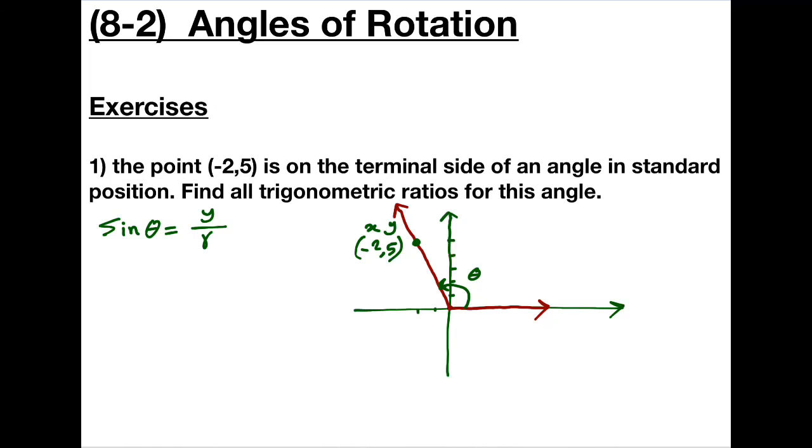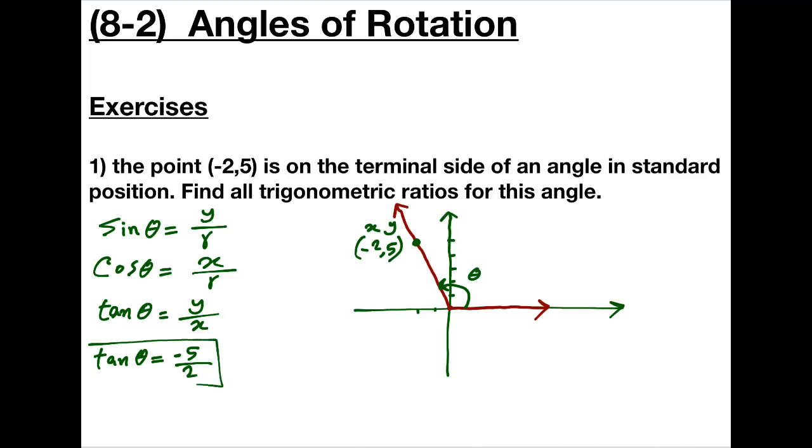And cosine of theta, we defined it to be x divided by r, and tangent of theta is y divided by x. So for tangent, you will see right away that it's equal to -5/2. Tangent of theta, that's easy to find, is 5 divided by -2. I'm going to pull the negative up here, so that's -5/2. So that's the tangent ratio. To find sine and cosine ratios, I need to find the r number.